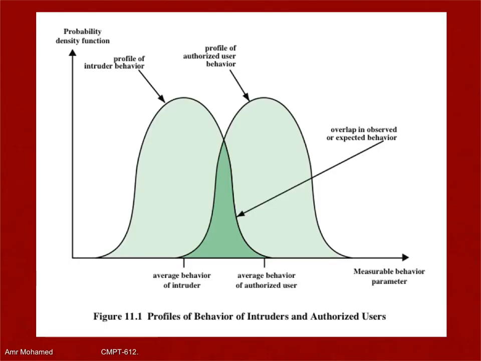So this is the chart that shows the distribution of the behavior of the intruder, and this is the distribution of the legitimate user. So there is some kind of overlap, and this overlap is natural.